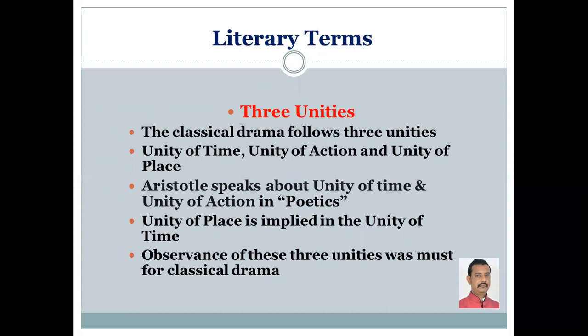While discussing three unities, we have seen that the classical drama follows three unities: unity of time, unity of action, and unity of place. The first two unities were discussed by Aristotle in Poetics, and unity of place is implied in the unity of time. Observance of these three unities was a must for the classical drama.